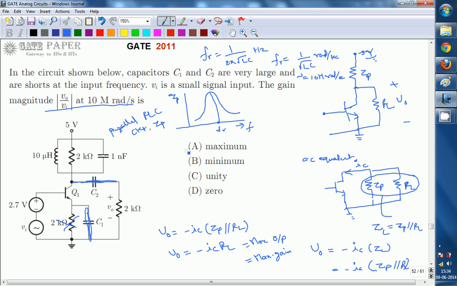The right answer for this question is A. Since it is a parallel RLC connected to the collector, which has maximum impedance at the resonant frequency, only at the resonant frequency will you get the maximum gain. Otherwise the parallel RLC will give zero impedance, and that zero impedance in parallel with 2 kilo ohms gives 0, so the output will be 0 in all other cases. Okay, thank you.